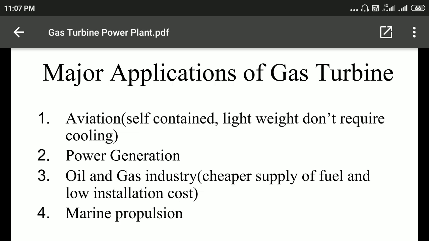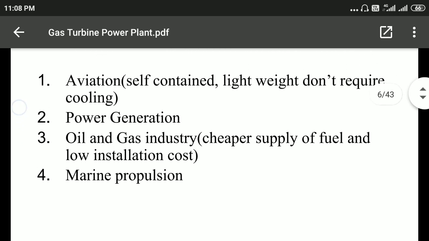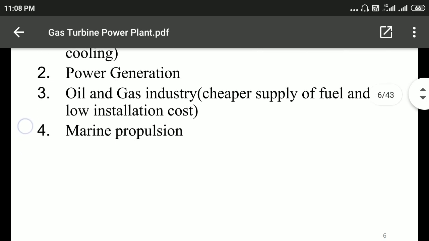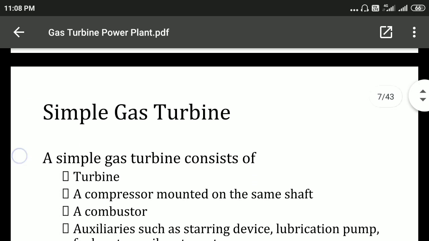So, in simple gas turbine applications, the first is aviation. The second is power generation, which is the main motive of this part of our unit. We are utilizing the gas turbine for power generation. Third is oil and gas industries, where cheaper supply of fuel and low installation costs are required. Fourth is marine propulsion, where we also use the gas turbine.